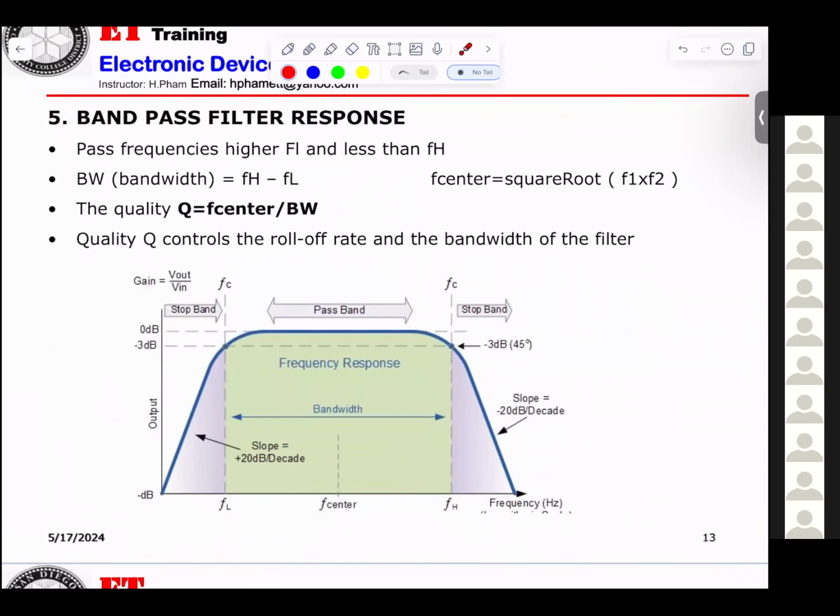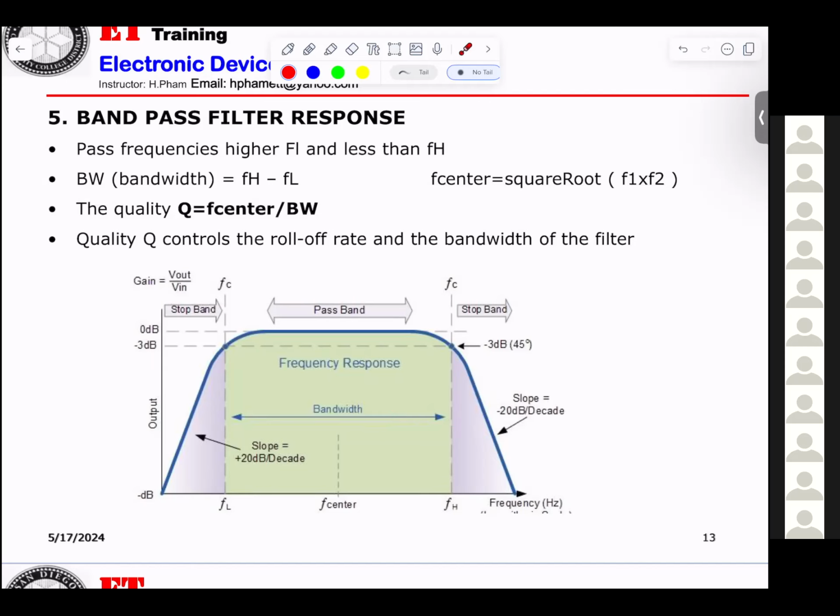Okay, let's see. Band pass filter response. Pass frequency higher than F low and less than F high. This is the F low. This is the F high. Bandwidth equals F high minus F low. That's what they call a bandwidth.